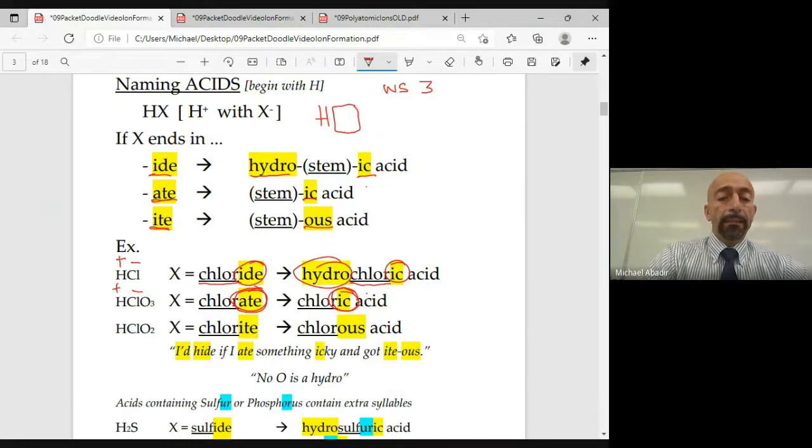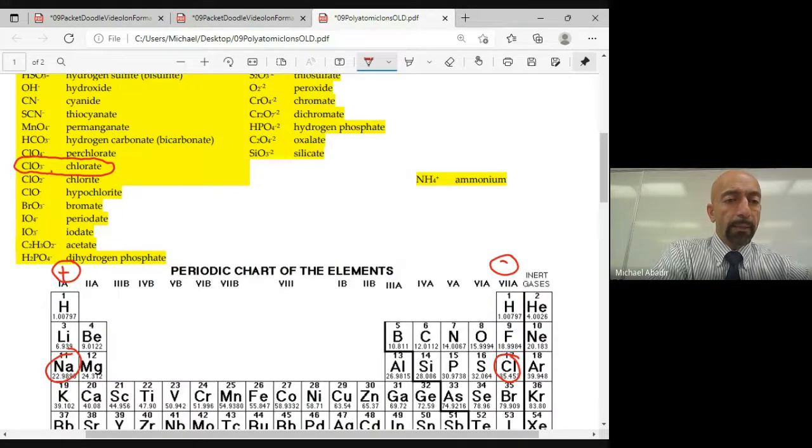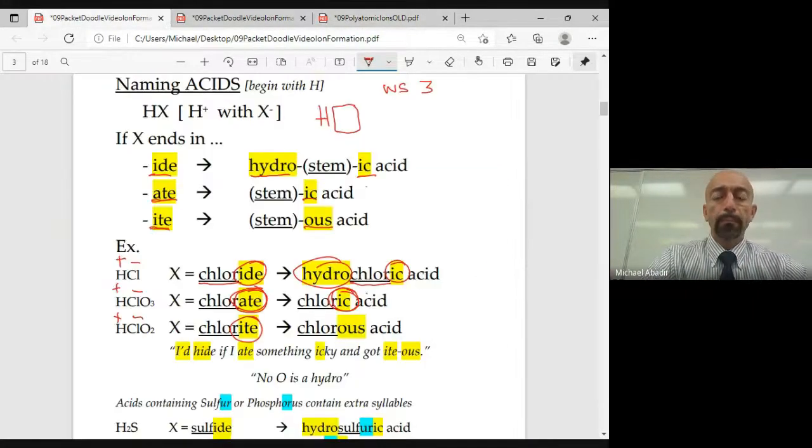And then lastly, if you have HClO2, hydrogen again is plus, and ClO2 minus is called chlorite. And you'll see that on your polyatomic paper right here, chlorite, ClO2 minus. And so the "ite" changes into "ous," OUS, and the name is chlorous acid. So that's the difference between hydrochloric acid, chloric acid, and chlorous acid.